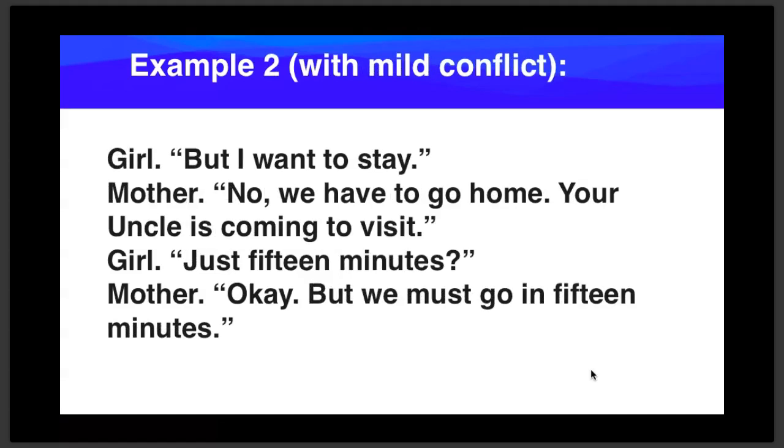Example number 2, with mild conflict. Girl: but I want to stay. Mom: no, we have to go home. Your uncle is coming to visit. Girl: just 15 minutes? Mother: okay, but we must go in 15 minutes. Now, in this example, there is a little bit of conflict because we know why. We have motivation for the mother, why she wants to get home. But you've also said it's not a pressing issue. You got 15 minutes, it's going to come up again. So there's a little bit of conflict, but not a lot.